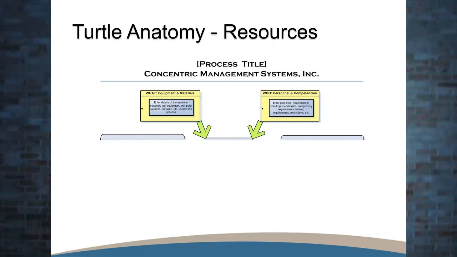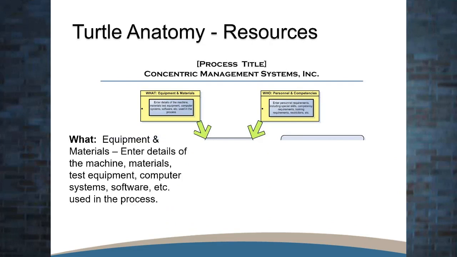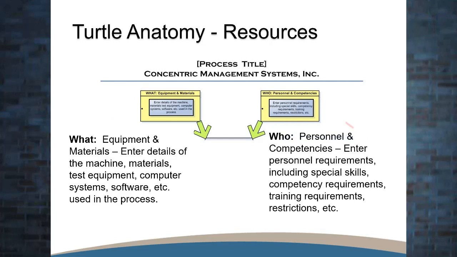On the top, you have the what and the who. So the what is equipment and material. You enter details of the machine, materials, test equipment, computer system, software, etc. that's used in the process in this box. And then who, personnel and competencies. You enter the personnel requirements, including special skills, competency requirements, training requirements, restrictions, etc. Typically, this box will involve a cross-functional group of people, not just coming from one department, but various roles in various departments.